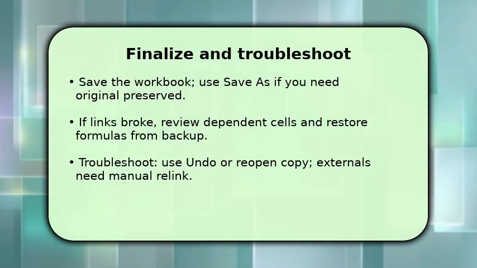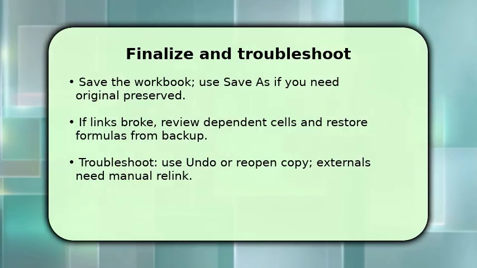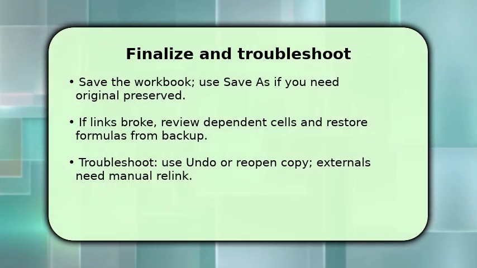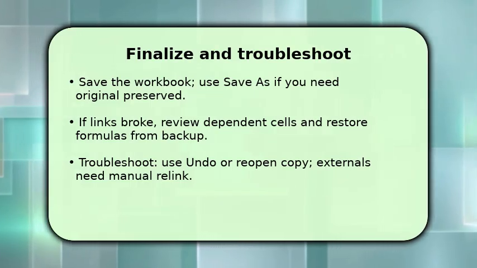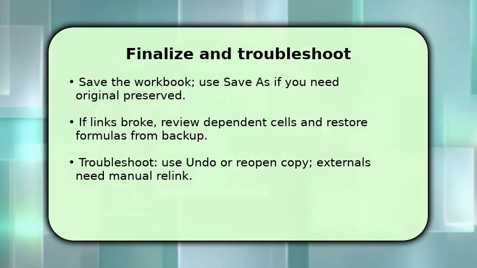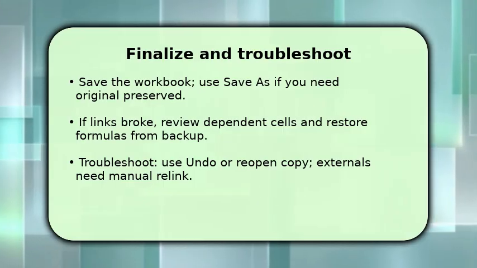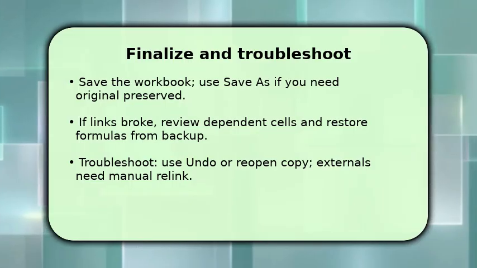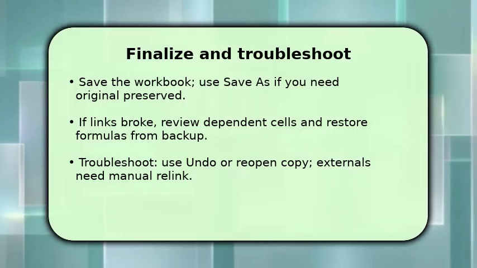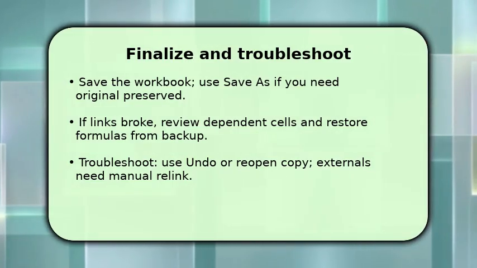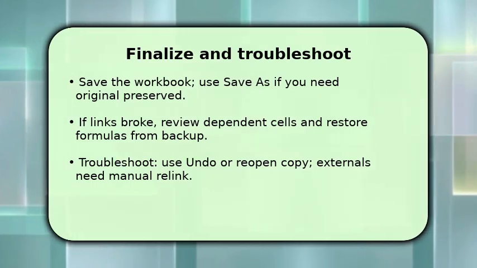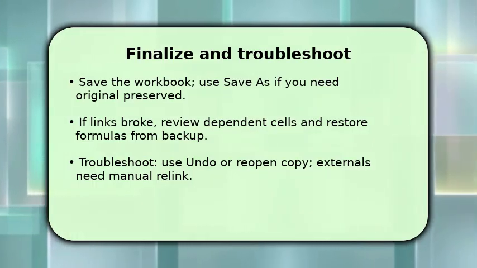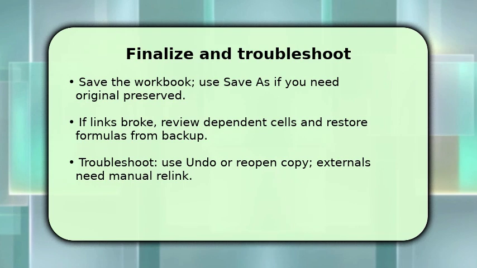If you discover that linked or dependent calculations broke, undo immediately or reopen the copy you saved earlier and reapply a more targeted conversion. Make sure to relink any external data sources if values now appear stale. Sometimes you must restore formulas from the backup and convert only safe ranges. If things go wrong, undo works only until you close, so keep that backup copy until verification is complete.